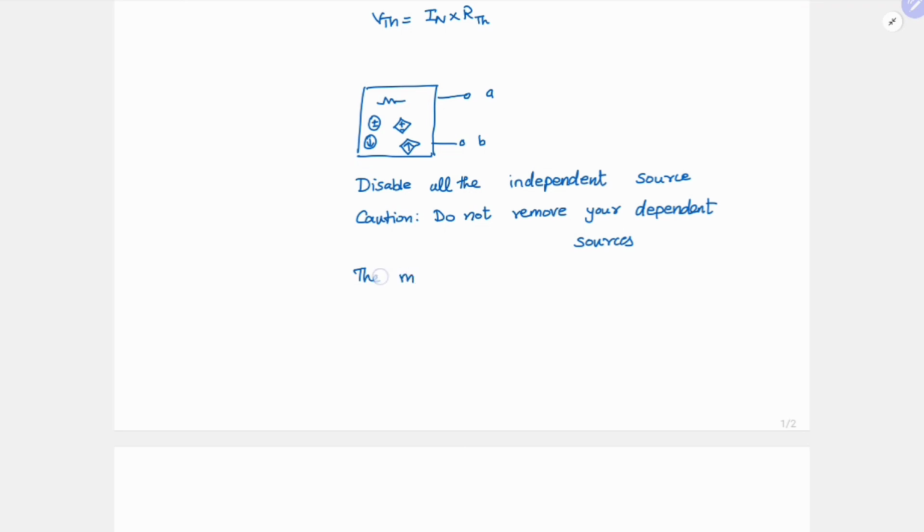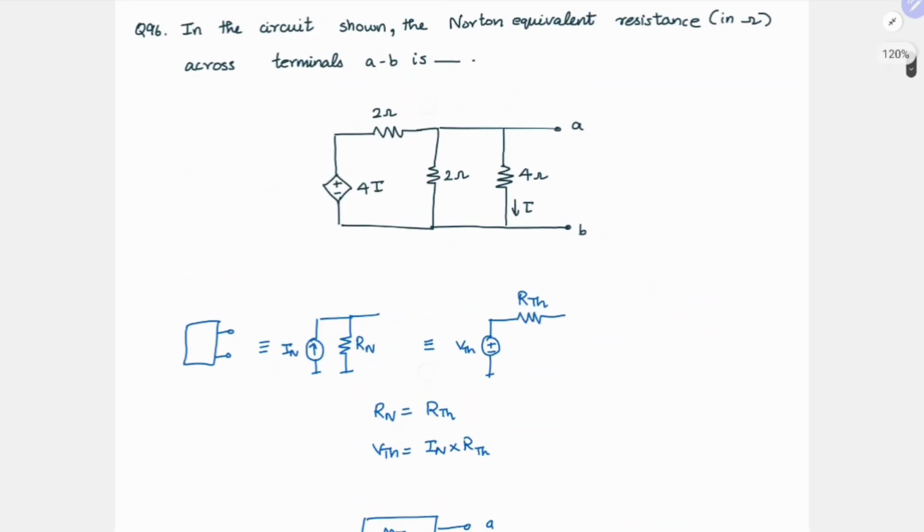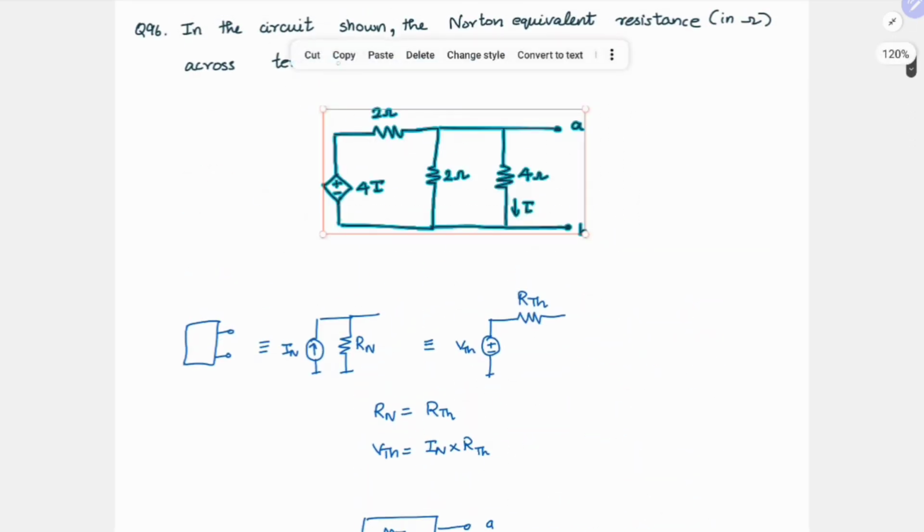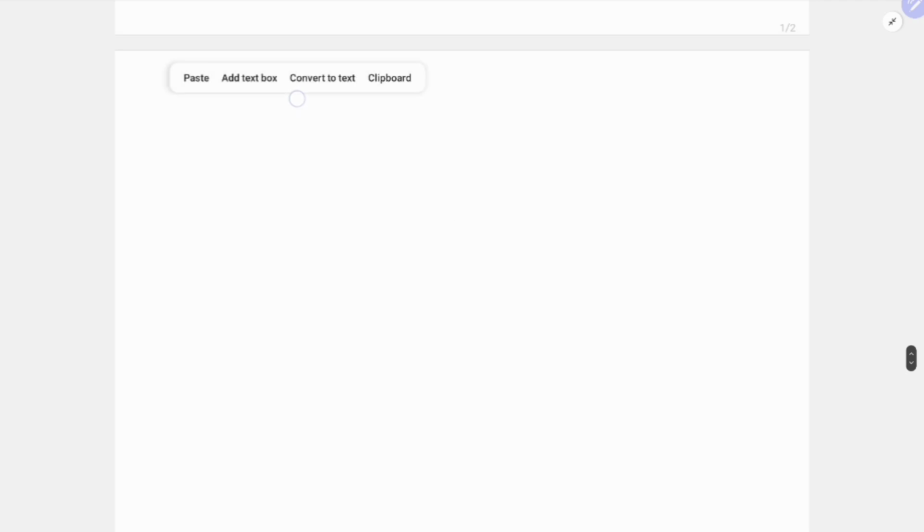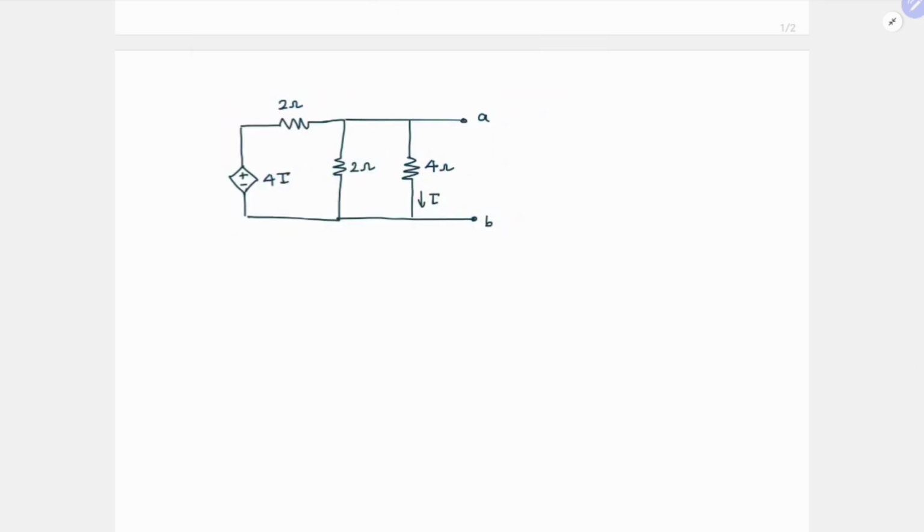and measure the equivalent impedance across AB. So in this circuit, if you see, there are no independent sources. So there are only dependent sources and a few resistors. So we need not do anything. We just need to find the equivalent impedance.